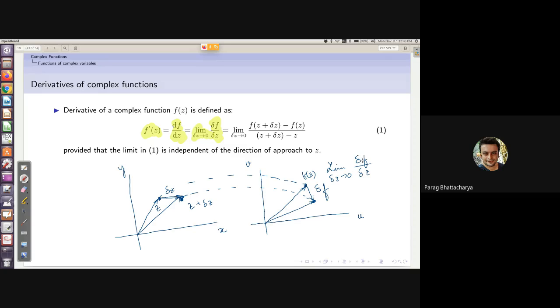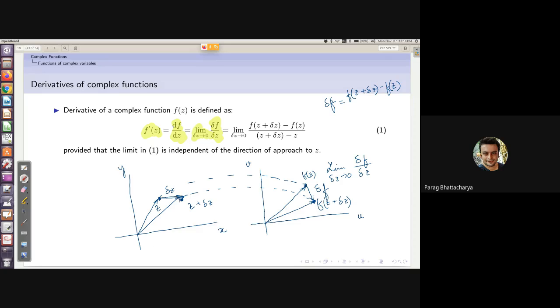And you can see here what is delta f. Delta f is the value of the function. What is the value of the function here? What is the point here? The point is z plus delta z. So f at z plus delta z, right? So what is delta f? Delta f will be simply this complex number, f at z plus delta z, minus this complex number, which is f at z. This is delta f.